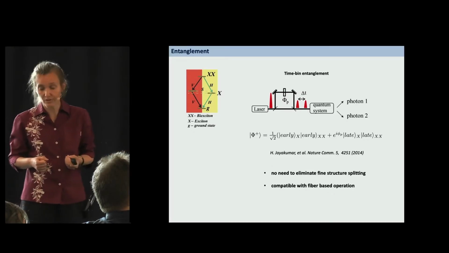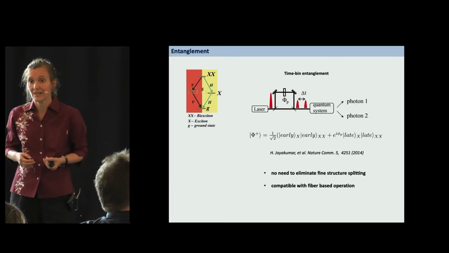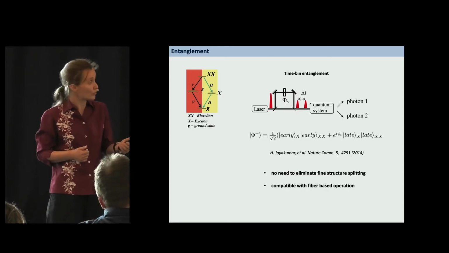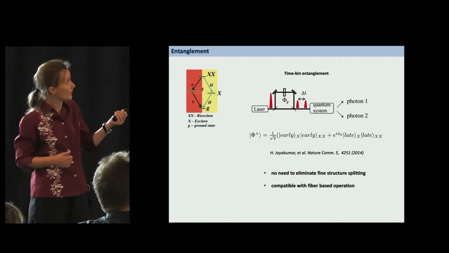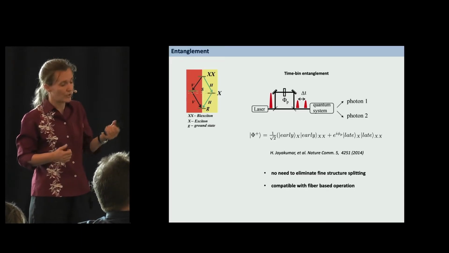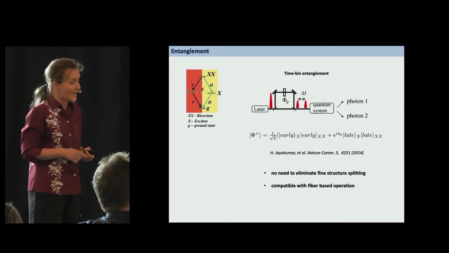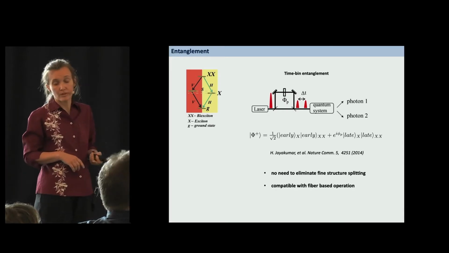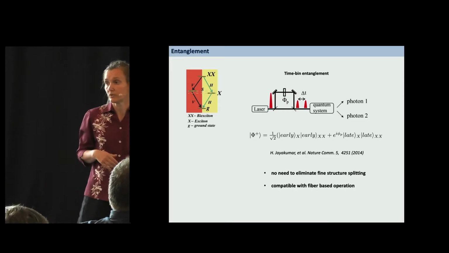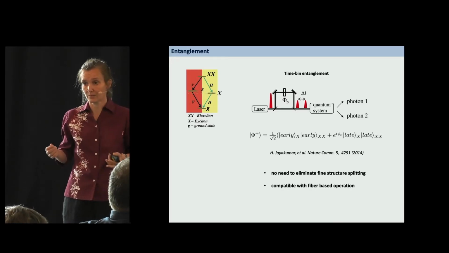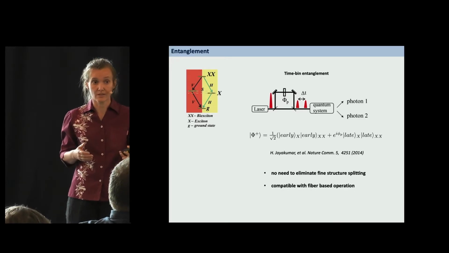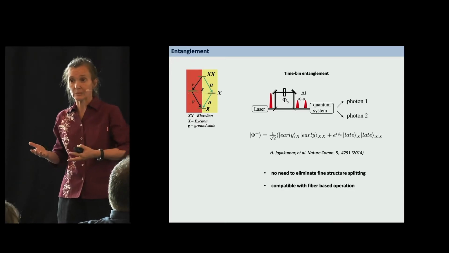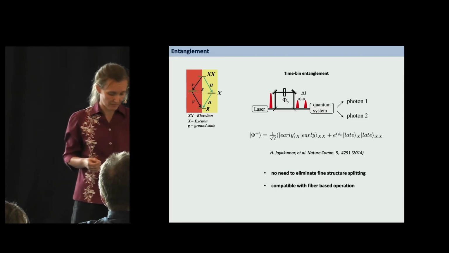Why we're interested in generation of time-bin entanglement is that, first and foremost, you do not need to close the fine structure splitting, so this S can be whatever value you would like. And secondly, this time-bin encoding is compatible with the distribution of entanglement in optical fibers. Actually, it is the type of entanglement that you're going to use for optical fibers.